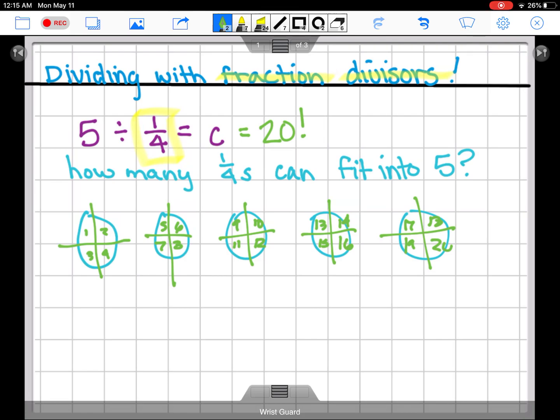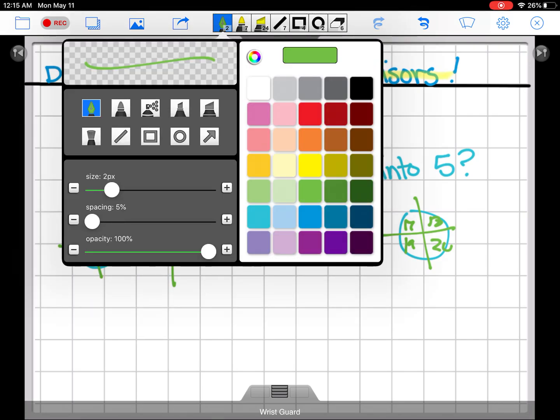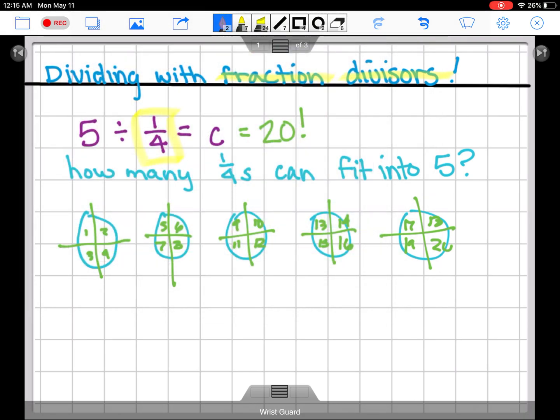Now, I want you guys to see what this looks like when we use the reciprocal, all right? Sometimes it's really easy to draw a picture and figure out your problem. Sometimes you're not going to want to do that. Sometimes you're going to want to use a mathematical equation that's going to make things a little faster, especially if you end up using some bigger numbers that get a little funky.